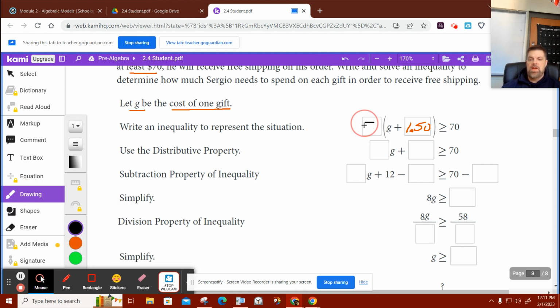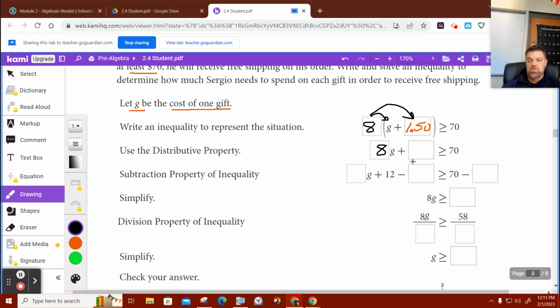8. So whatever the cost of the gift is, you multiply it by 8. So in other words, we're going to have to use the distributive property. What's 8 times G? 8G. What's 8 times 1.50? It's 12. Good job.